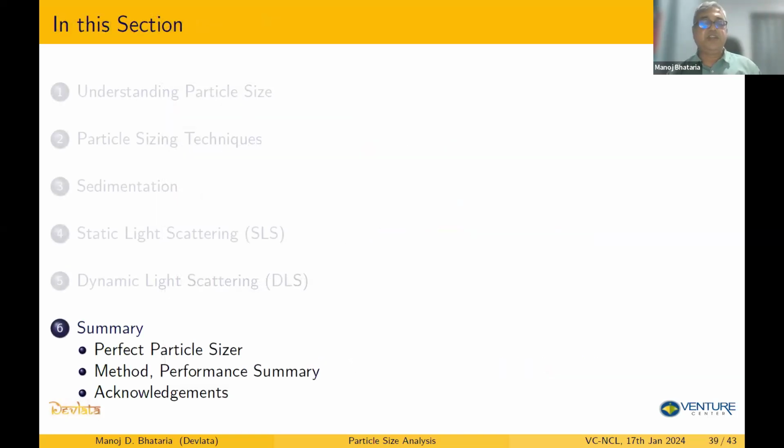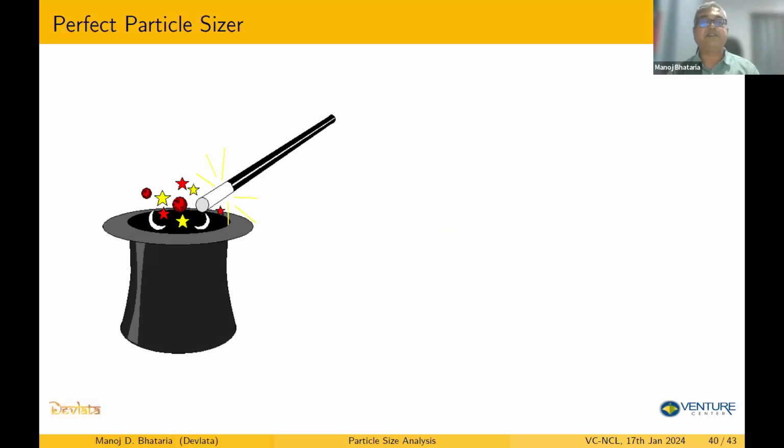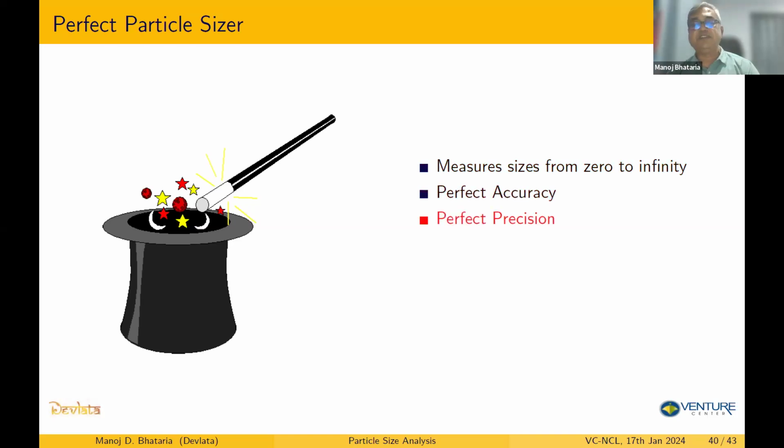And let's see if you can get to know a perfect particle sizer. So when you're trying to make a purchase of a particle size analyzer, everybody will look for a perfect particle sizer. So what are the typical characteristics of a particle sizer? It should measure from 0 to infinity. It has perfect accuracy, a perfect precision, infinite resolution. When I say resolution, it means if there are two sizes very close to each other, it should resolve both the sizes accurately.